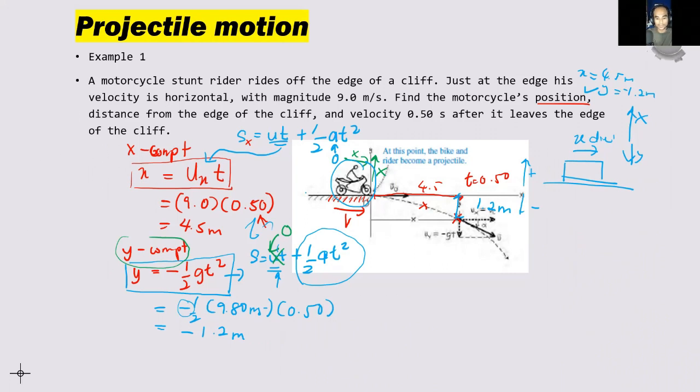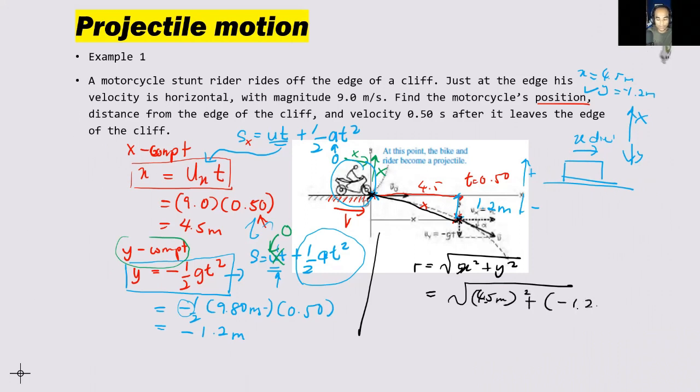Okay, now we're talking about the distance. The distance is from this point of the cliff directly to the point at 4.5 meter in x and 1.2 meter in y. So how do we get it? Use the Pythagoras theorem: r equals the square root of x squared plus y squared. Okay, easy. So 4.5 meter squared plus negative 1.2 meter squared, then you have 4.7 meter. So it means this black line over here is 4.7 meter from the point of the cliff to the point 0.5 second after it was launched. Okay, done. Distance from the edge of the cliff.